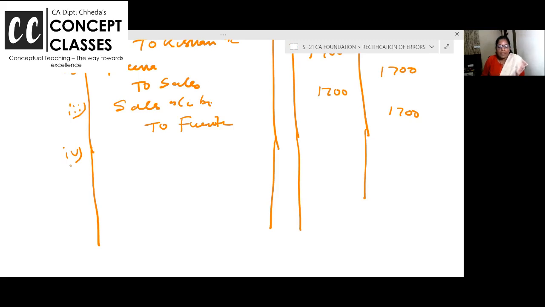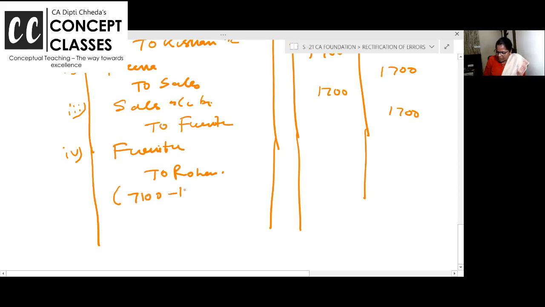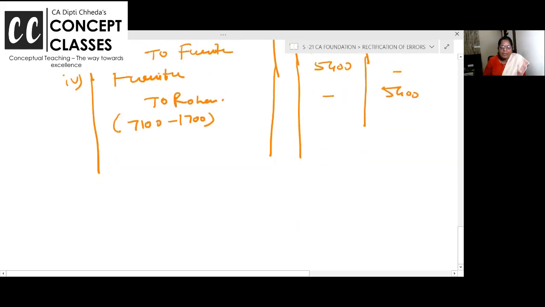Fourth one, credit sales of old furniture to Rohan, 1,700, was posted as 7,100. So when you sold the furniture, what is the entry? Rohan to furniture. But you did it with an extra amount. So now you reverse the entry: furniture to Rohan. Because Rohan to furniture, you did 7,100 instead of 1,700. Same errors are there. The amounts and all are just the same, but it's okay.